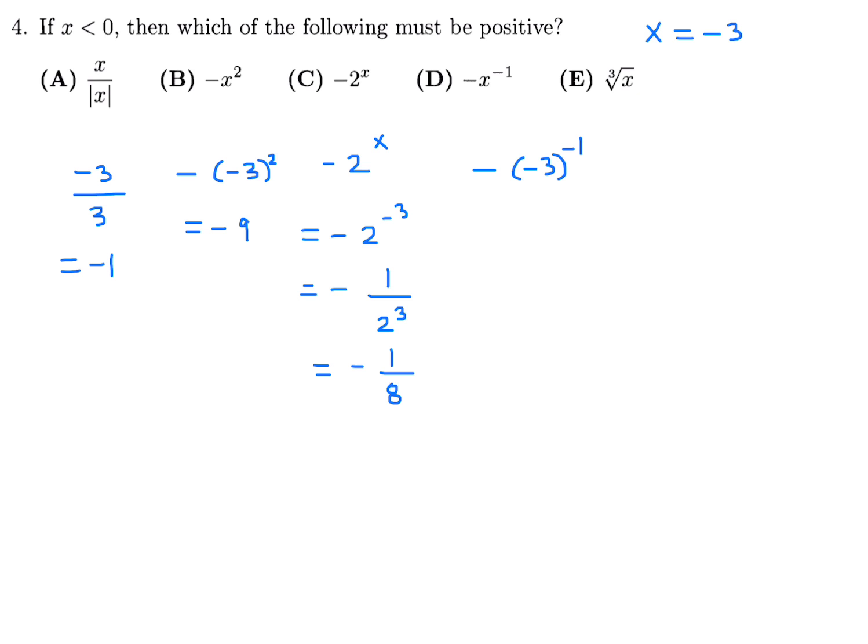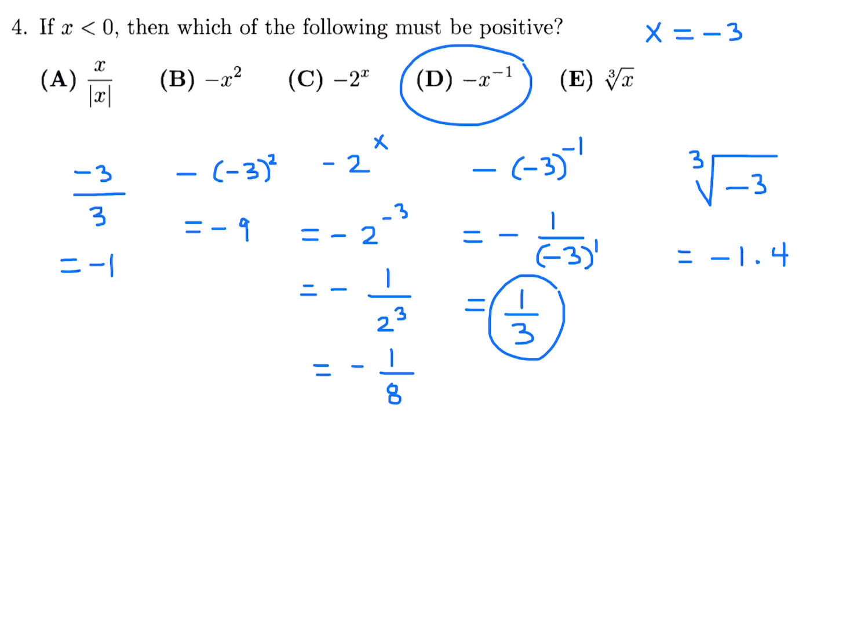The next one, D. -3 to the -1. That's 1 over -3 to the power of 1. So this actually becomes just -1/3. There we go. We have a positive. And let's just finish this out here. This is going to be the cube root of -3, and that is approximately -1.4. So the only positive one is this one, so therefore this is the answer for number 4, D.